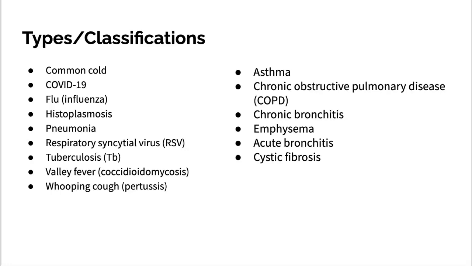There are 5 categories for the classifications. They include acute, suppurative, chronic, chronic active, and granulomatous. So the different classifications include asthma, chronic obstructive pulmonary disease or COPD, chronic bronchitis, emphysema, acute bronchitis, and cystic fibrosis.